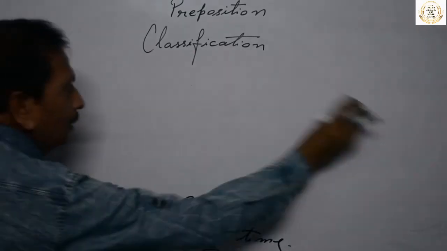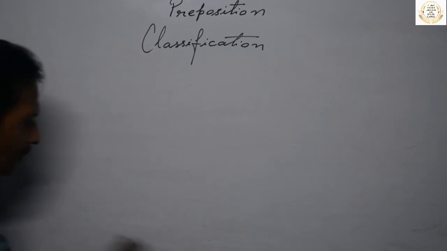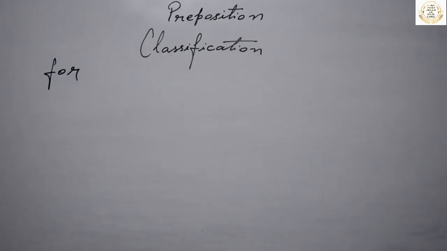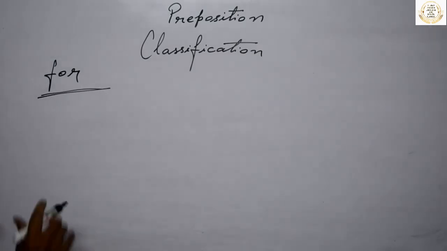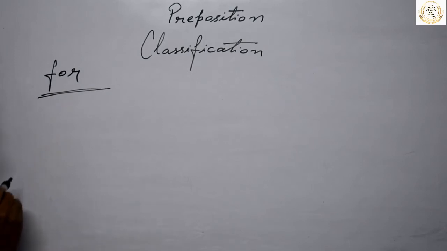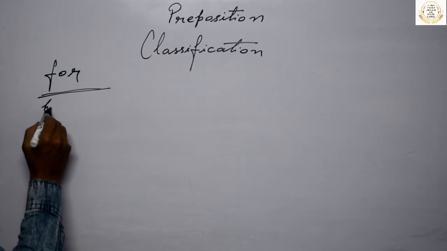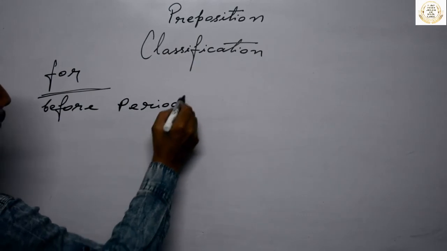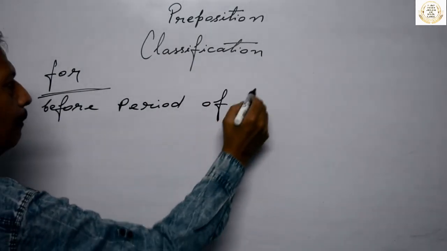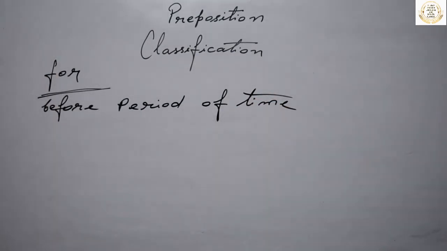Let us talk about the preposition for. Actually this is used before a period of time. What should be the meaning of period of time?